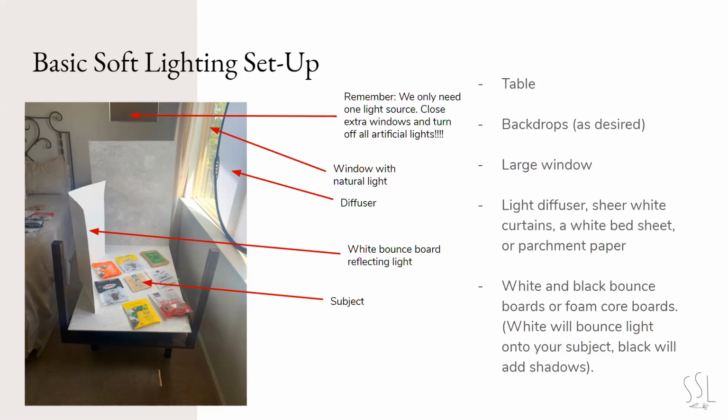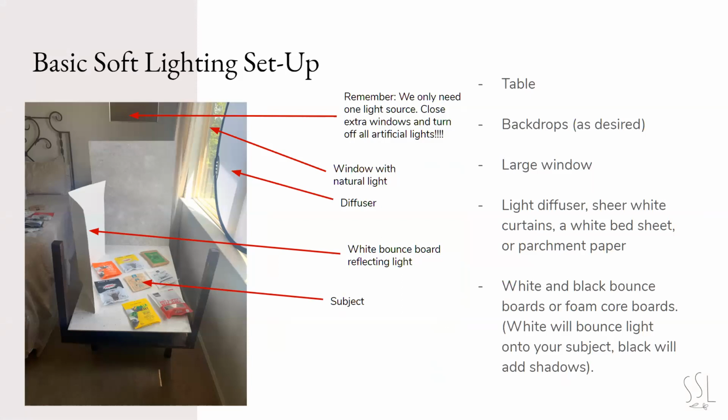After you place your table by the window with all of your backdrops, you may see that you have some very hard direct light on your table. It's going to be very bright and we want to create soft light. So we will want to diffuse the light coming through the window. Again, the natural way to get diffused light would be to shoot on a cloudy day, but if we don't have clouds, we need to use something that will mimic clouds.